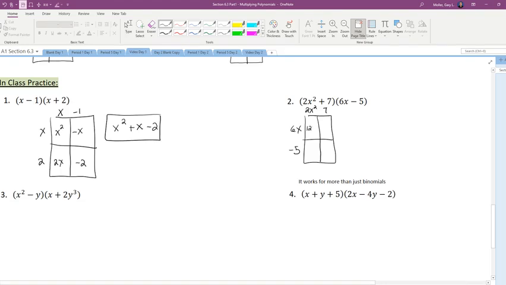12x cubed, 42x, negative 10, should have made this bigger, x squared, and negative 35. I don't see anything in common, so I'm just going to write these in the right order. 12x cubed minus 10x squared plus 42x minus 35. That is the answer I get when I multiply. Learn my lesson on the last one, make it bigger.